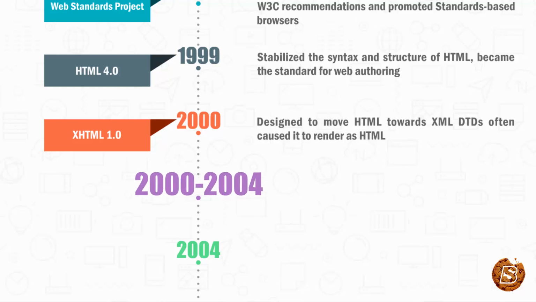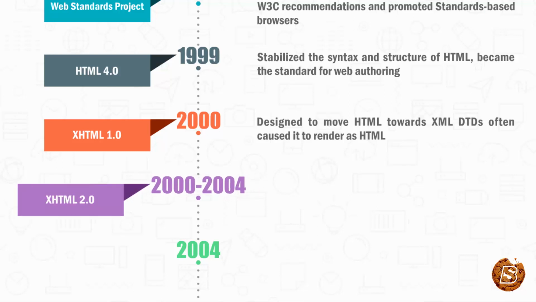Now in the year 2000 to 2004, work on the new draft version of XHTML 2.0 started, and by the end of 2009 it was scrapped by the W3C, and it was never even supported by any browser manufacturers.